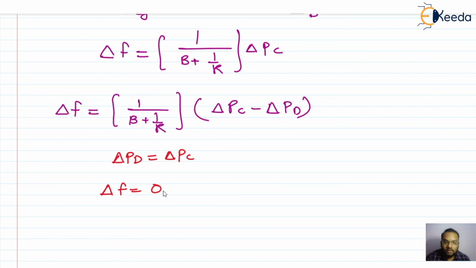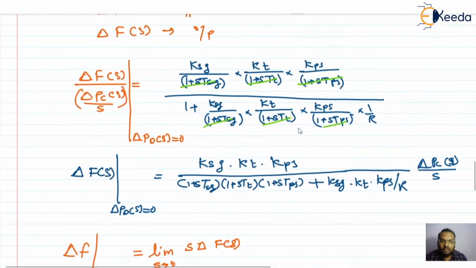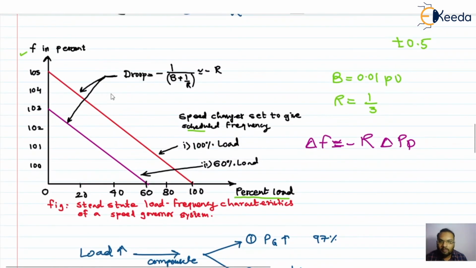So now let us get back to that plot, that graph. In this case, the speed changer setting was fixed, so as the load was changing, there was a change in the frequency because of this droop. Now if I don't keep the speed changer fixed, and allow it to vary in proportion to the change in the load, then when the load was 100%, of course we'll get the scheduled frequency.